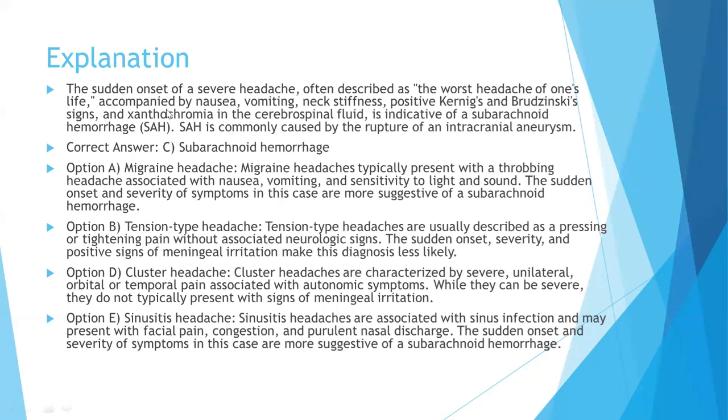So, the sudden onset of severe headache, often described as the worst headache of one's life, accompanied by nausea, vomiting, neck stiffness, positive Kernig's and Brudzinski sign, and xanthochromia in the cerebrospinal fluid, is indicative of a subarachnoid hemorrhage. SAH is commonly caused by the rupture of an intracranial aneurysm. So, the correct answer is subarachnoid hemorrhage.